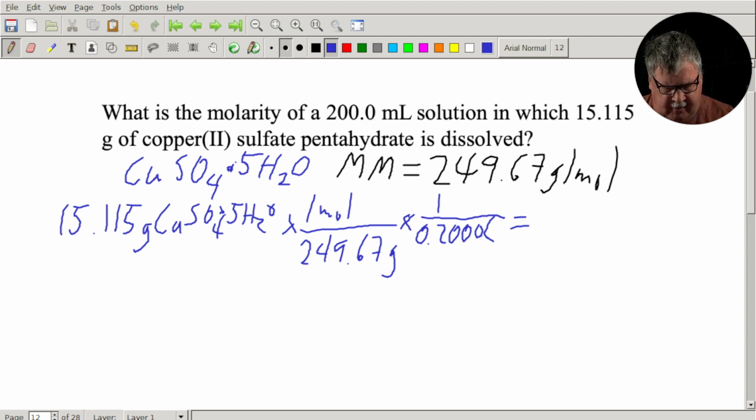So I'm going to take 15.115 divided by 249.67 and then divide it again by 0.2. If I do that, I get 0.3027 molar. Or if I want to spell it out, I could say moles of CuSO4.5H2O per liter of solution. Okay, and that's very useful.